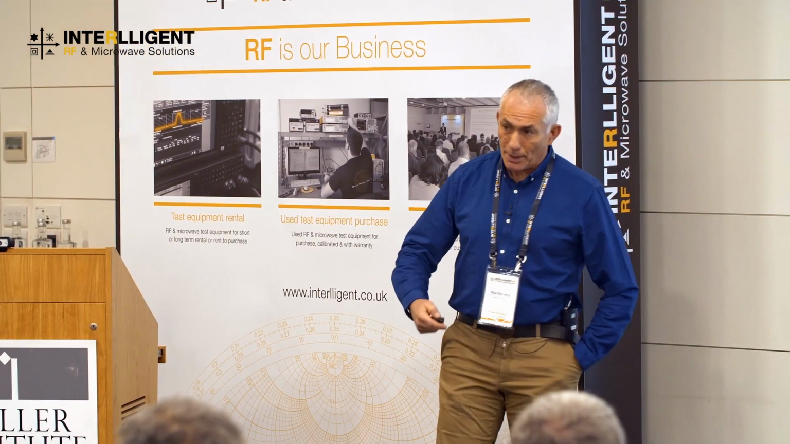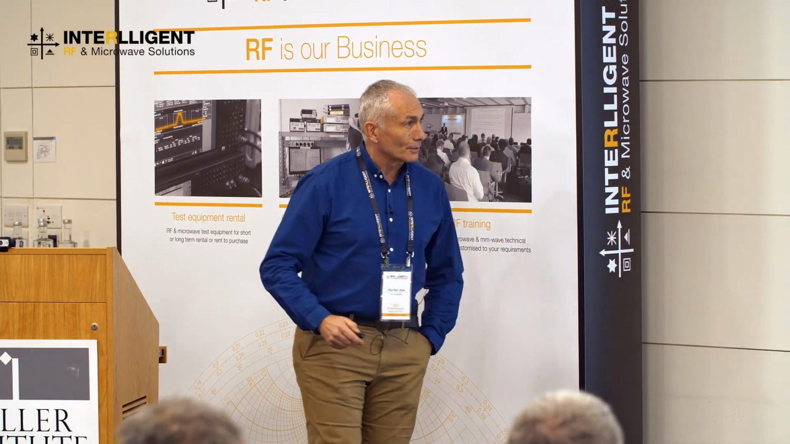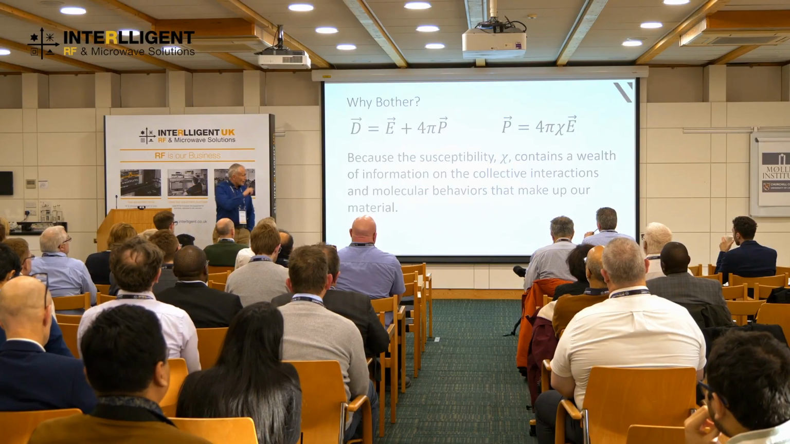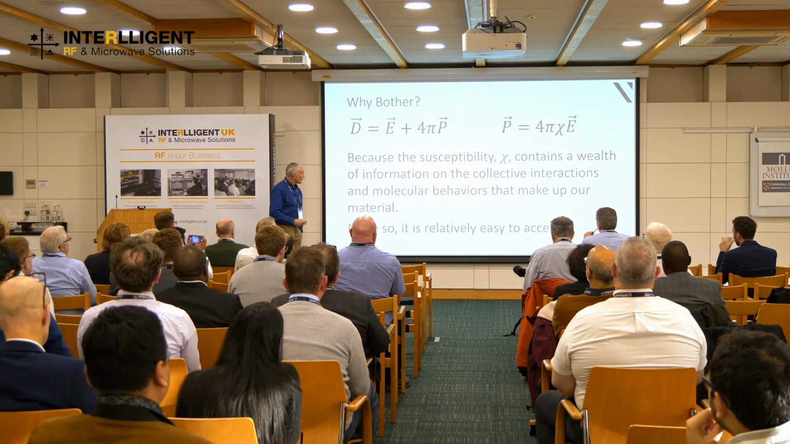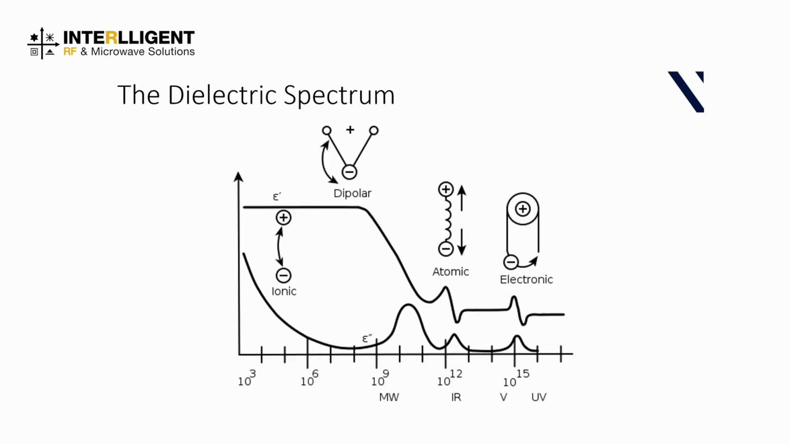Now, as it happens, it's quite easy to access that. That's the good thing about all of this. Very easy, in fact. So, what can we get from it? Well, if you go to Wikipedia, you will find this rather simplistic picture of what the spectrum of the dielectric permittivity will look like if you do access it.